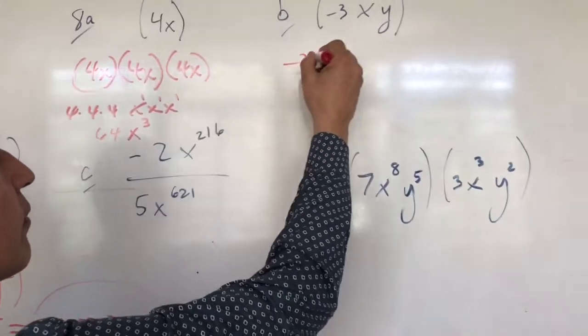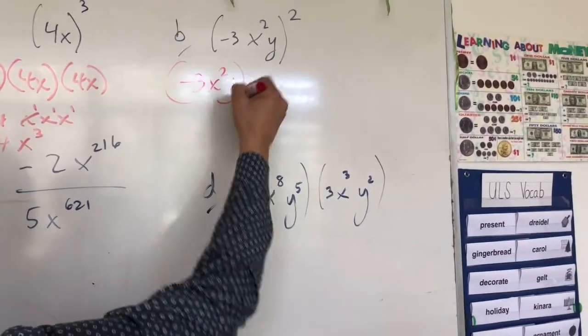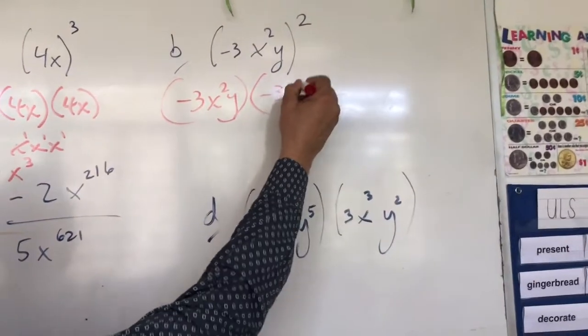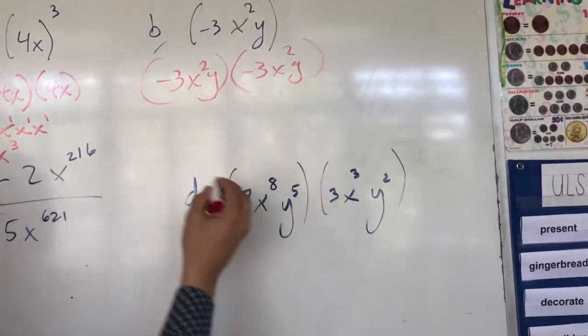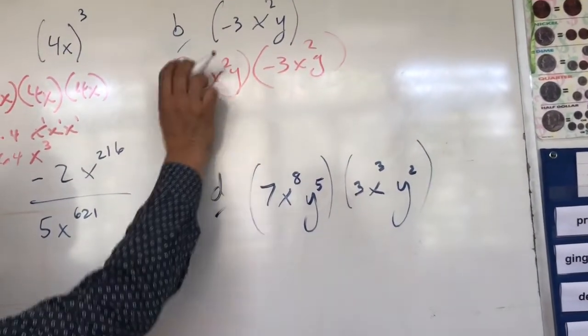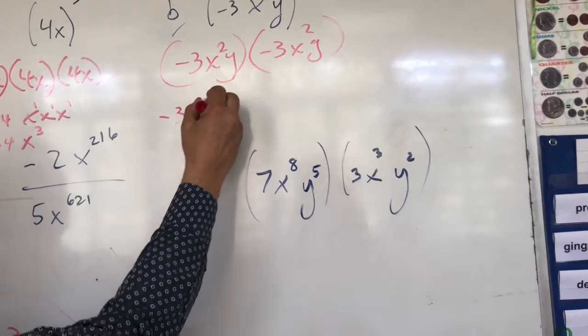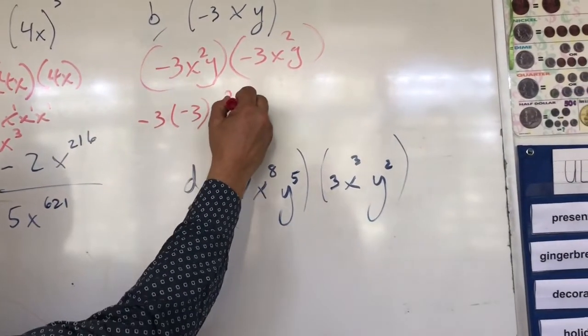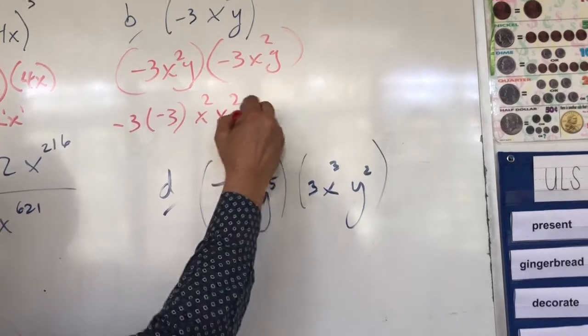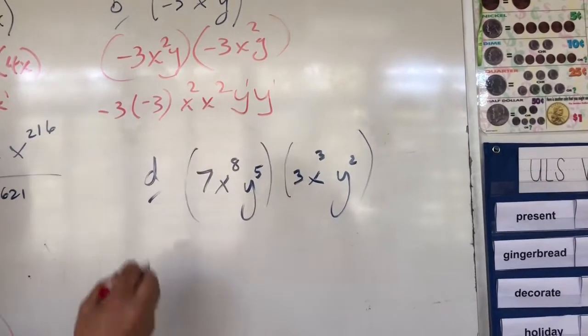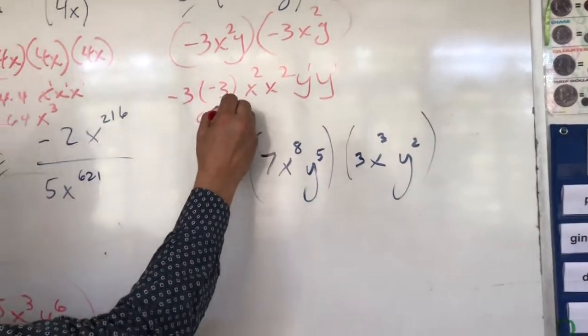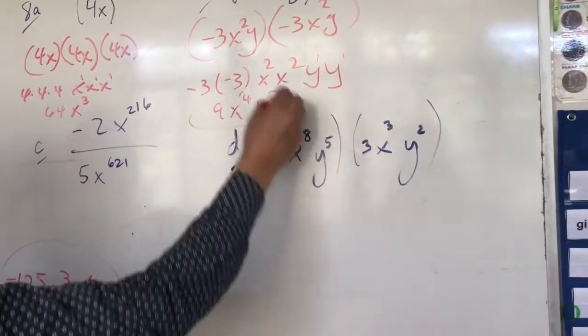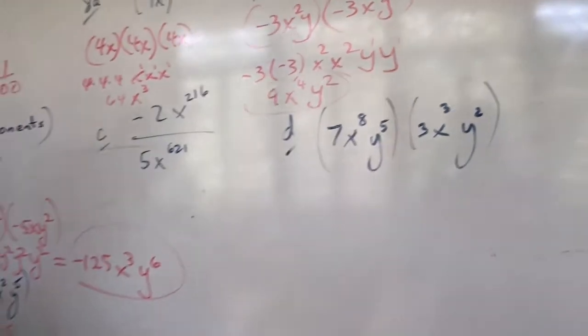This here, negative 3x squared y, and it gets written down twice. Good, right? And that's going to be 9. Oh, don't forget to write down the coefficients separately. X squared, birds of a feather flock together. 9x to the 4th, y squared, and that's it. Moving right along, similar thing here.